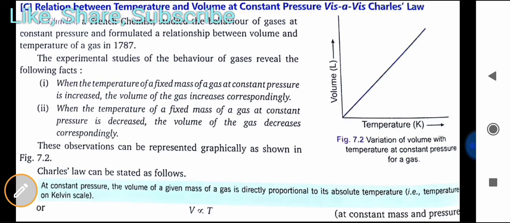As you see here, by seeing the graph, it is very clear that volume and temperature are proportional to each other. These observations can be represented graphically as you see. So we can now state the law of Charles: at constant pressure the volume of a given mass of a gas is directly proportional to its absolute temperature, that is temperature on the Kelvin scale. Absolute temperature means temperature in Kelvin scale. So V proportional to T comes out from this.